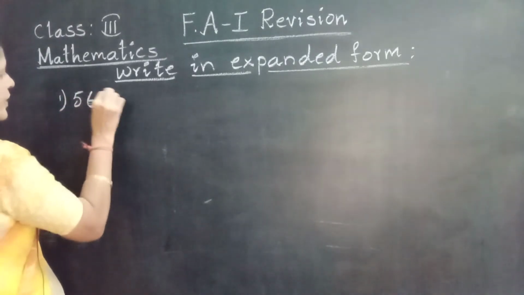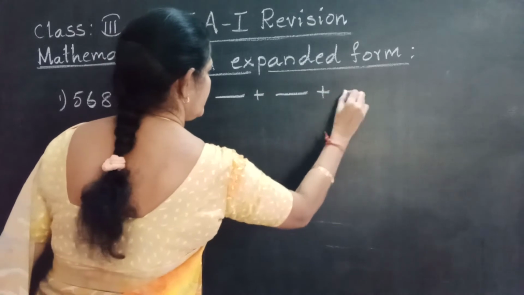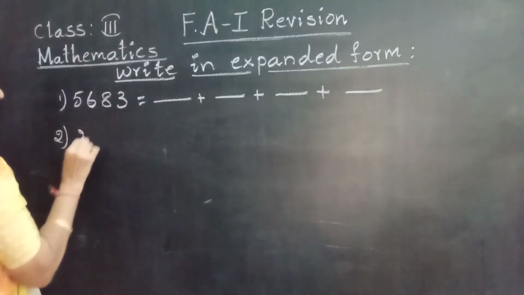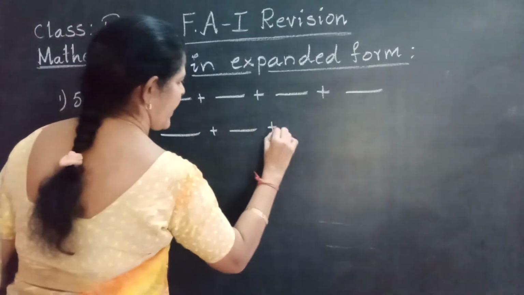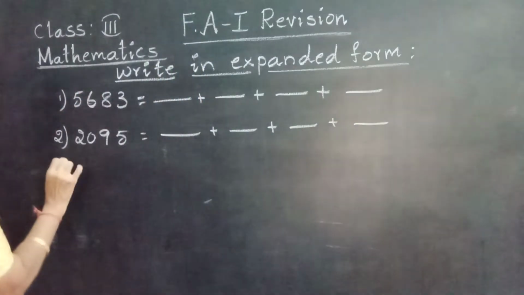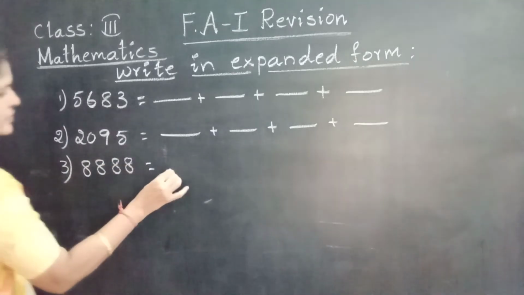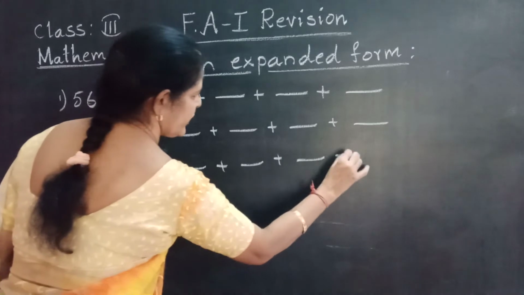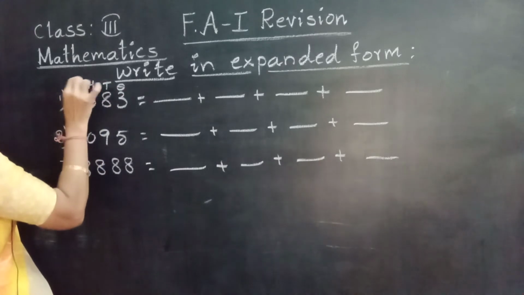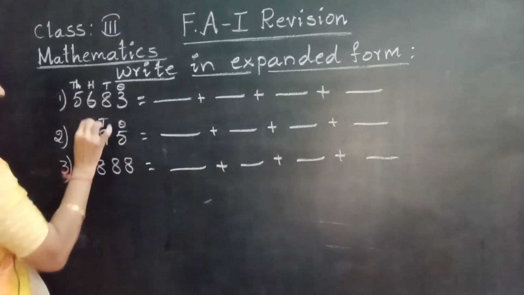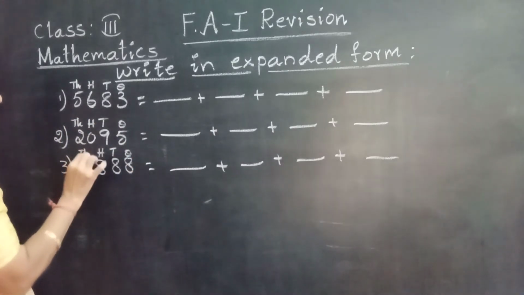5683. Write in expanded form. 2095. Write in expanded form. It means we separate the places. These are 4-digit numbers. Put the places: ones, tens, hundreds, thousands. Start.